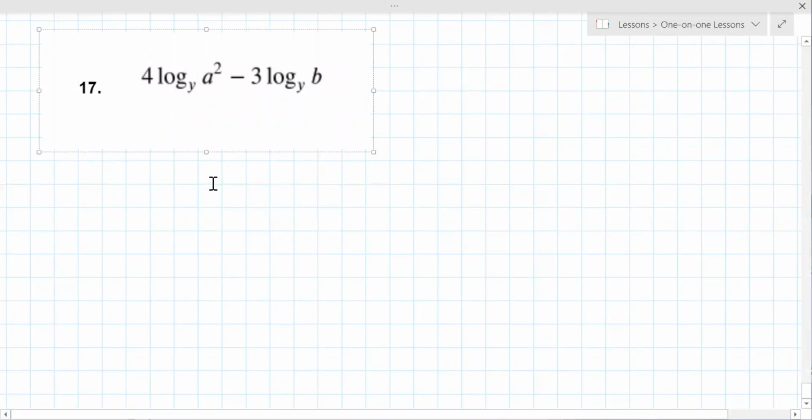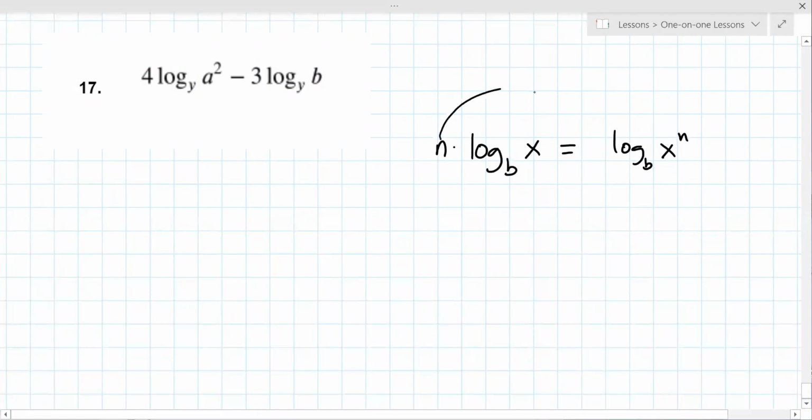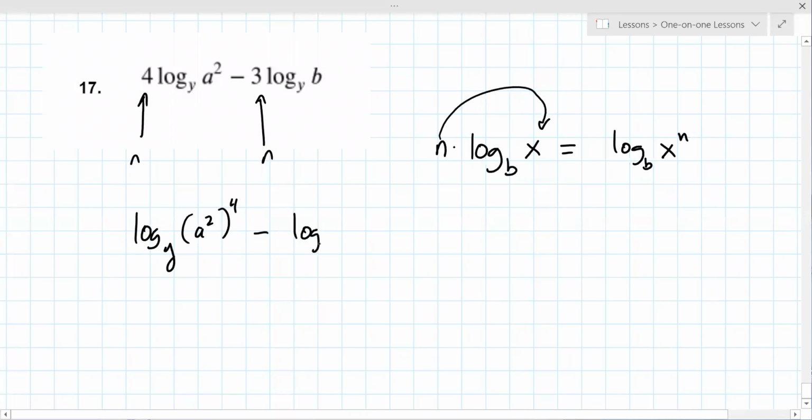So the first property we're going to use here is that n times log base b of x equals log base b of x to the n. We're just moving this exponent. So in this case, this is your n and this is your n. So it becomes log base y of a squared, all of that to the power of 4, minus log base y of b to the power of 3.